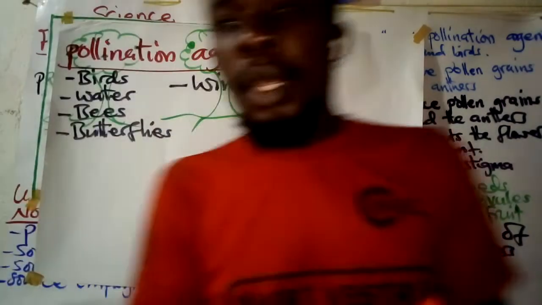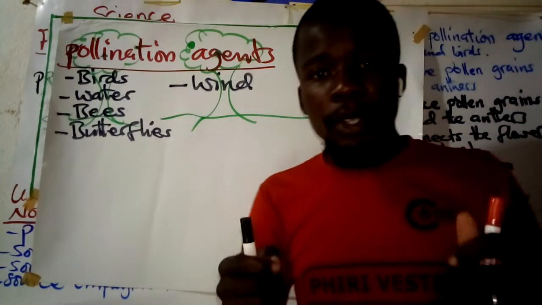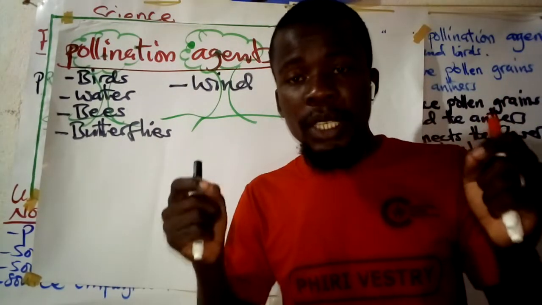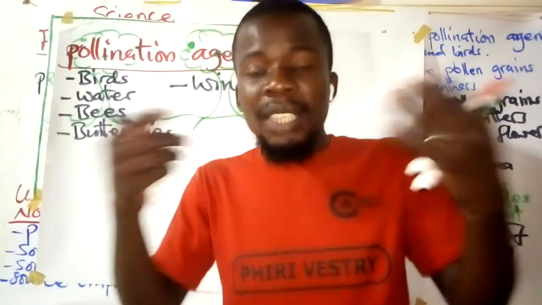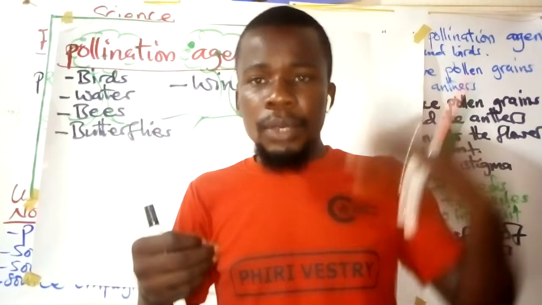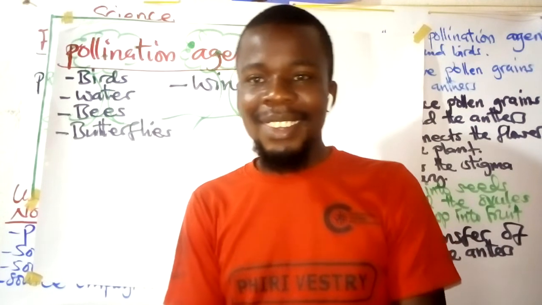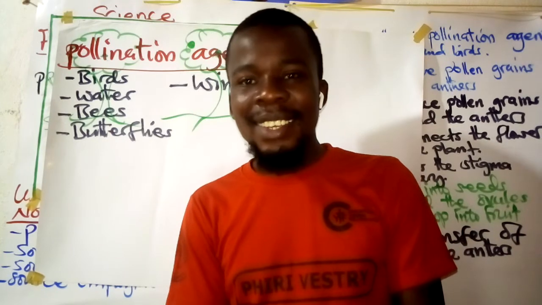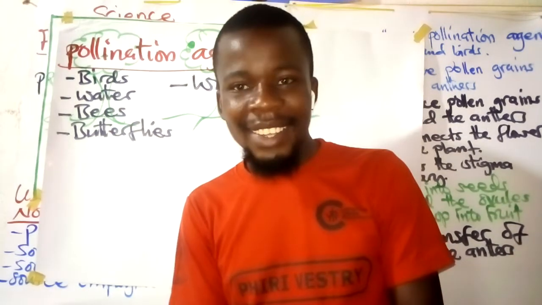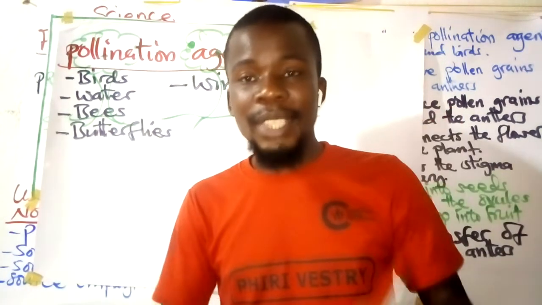So those are the examples of those things which help in the process of pollination. These things help in the transfer of pollen grains from the anthers to the stigma. The birds, water, bees, butterflies, wind, they are examples of pollination agents.